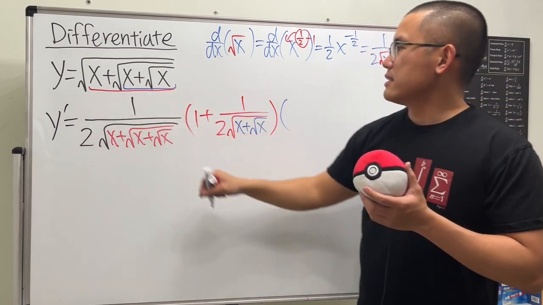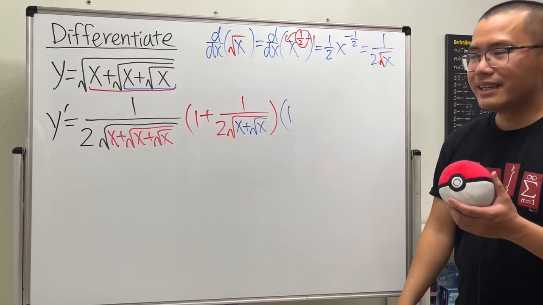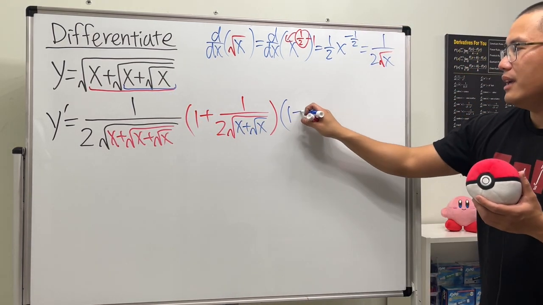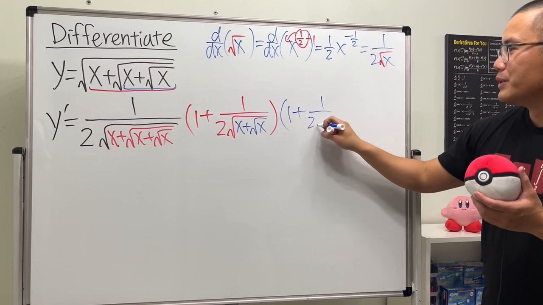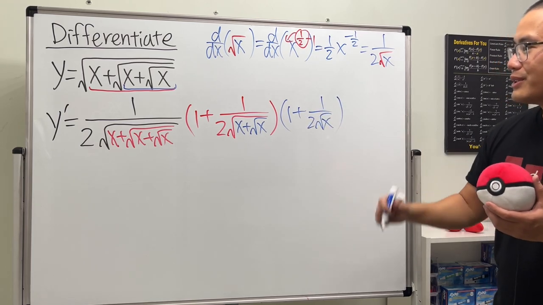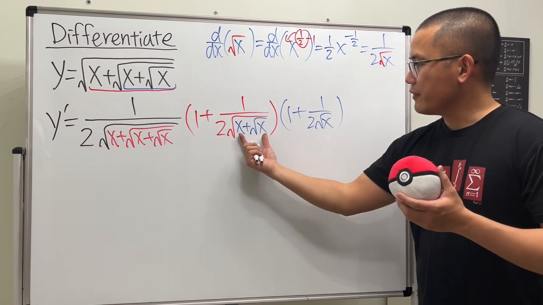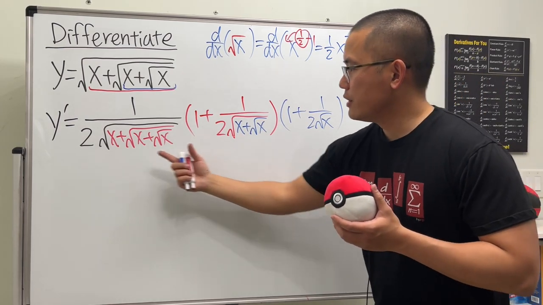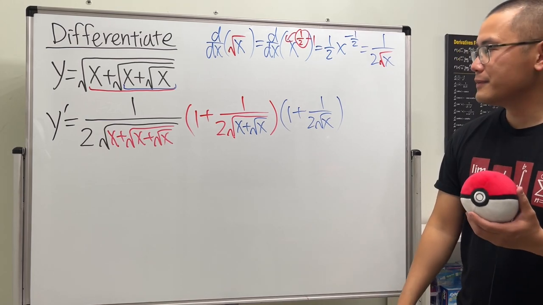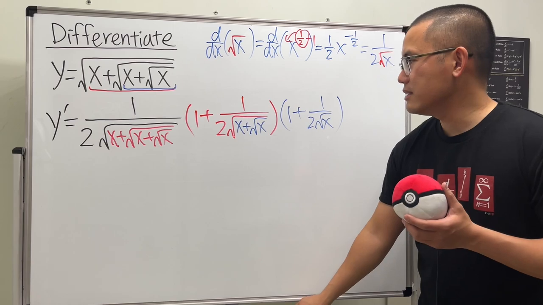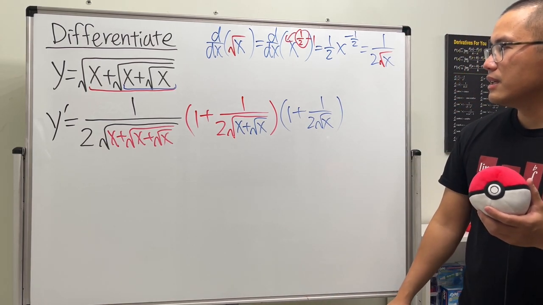The derivative of x is 1, okay? And then the derivative of the square root of x is that. We have to add 1 over 2 square root of x. Just like this. You see, the blue part is the derivative of this, and then the red part is the derivative of that. And I'm not going to be bothered simplifying this. I'm just going to keep it as it is.